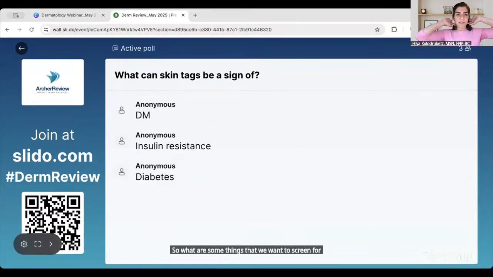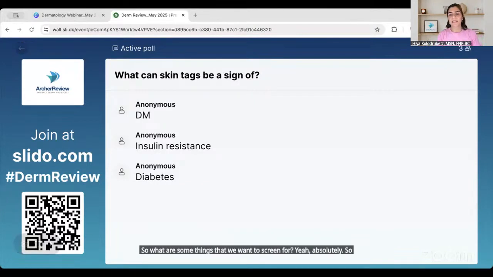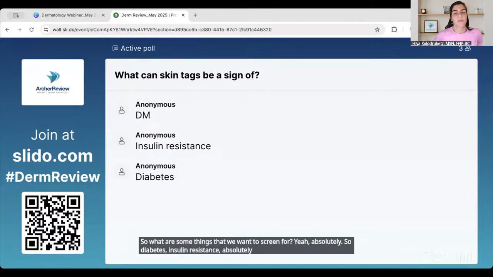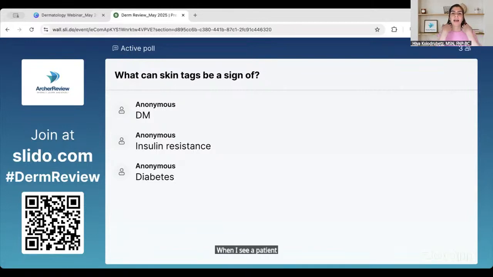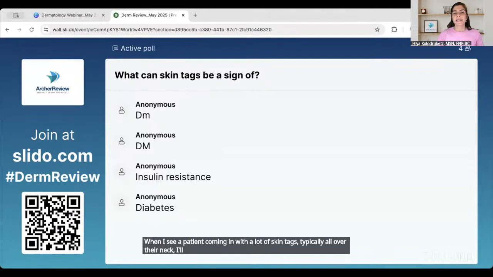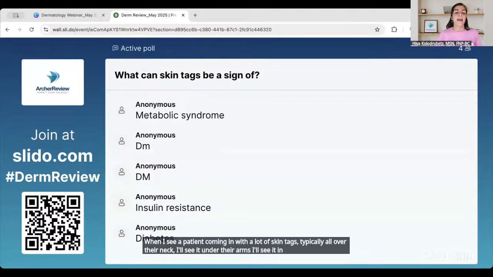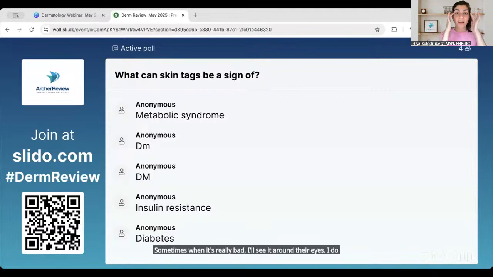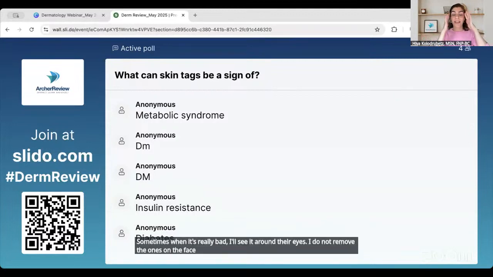Yeah, absolutely. So diabetes, insulin resistance, absolutely, those metabolic issues, right? So insulin resistance, when I see a patient coming in with a lot of skin tags, typically all over their neck, I'll see it under their arms, I'll see it in their skin folds. Sometimes when it's really bad, I'll see it around their eyes. I do not remove the ones on the face. I was always taught face, hands goes to the specialist, especially with suturing or any kind of surgical procedure goes to the specialist.